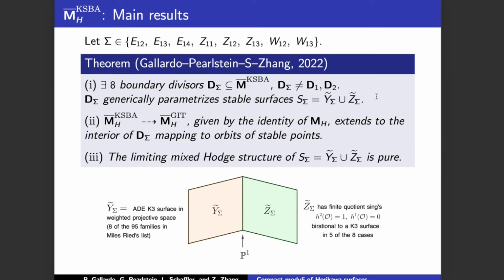Perfect, so I roughly have 20 minutes left. So what's my plan? After stating this theorem, I would like to discuss how those boundary divisors are constructed, because now it's just like an existence statement. So how do they look? How do you construct them? And by doing so, we will also get a glimpse into the proof of those results and what techniques we use and how we combine them. Okay.